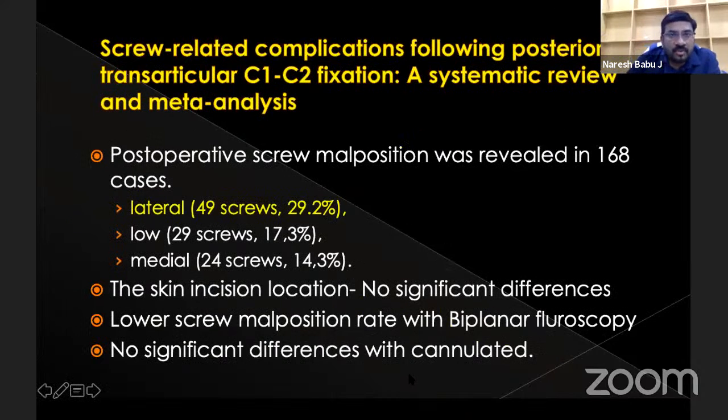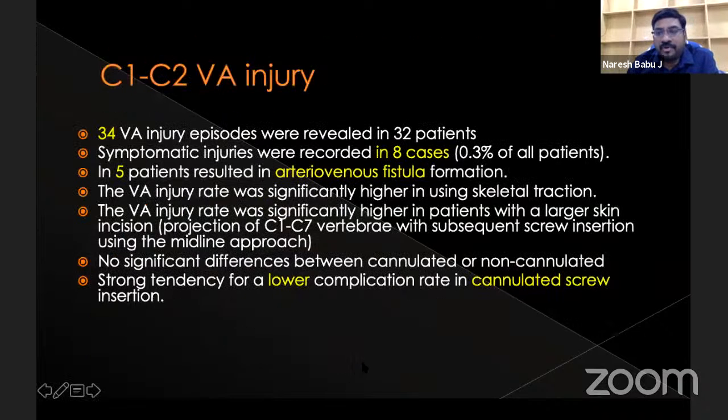So when we analyze the screw-related complications of transarticular fixation of C1-C2, Vishal has extensively spoken about this one. Lateral penetrations were quite common, 29% with 49 screws, as reported in a systematic meta-analysis. They analyzed this according to the skin incision location and didn't find any difference. The malposition rate was lower when biplanar fluoroscopy was used, and there is no significant difference between cannulated and non-cannulated screws.